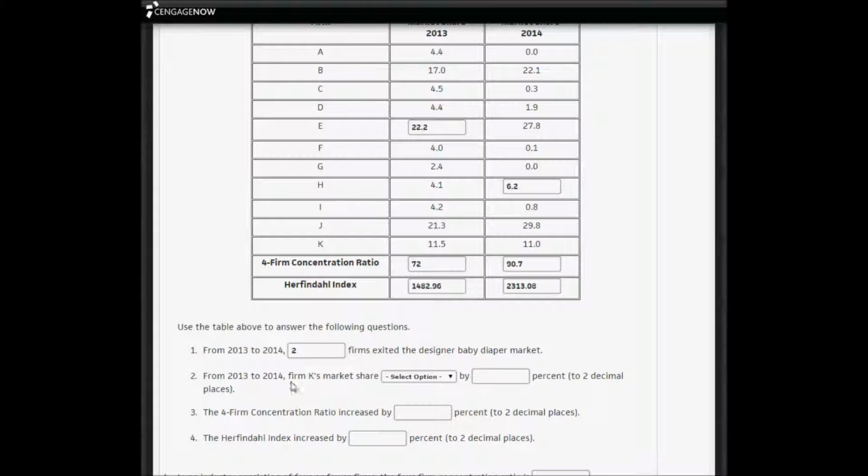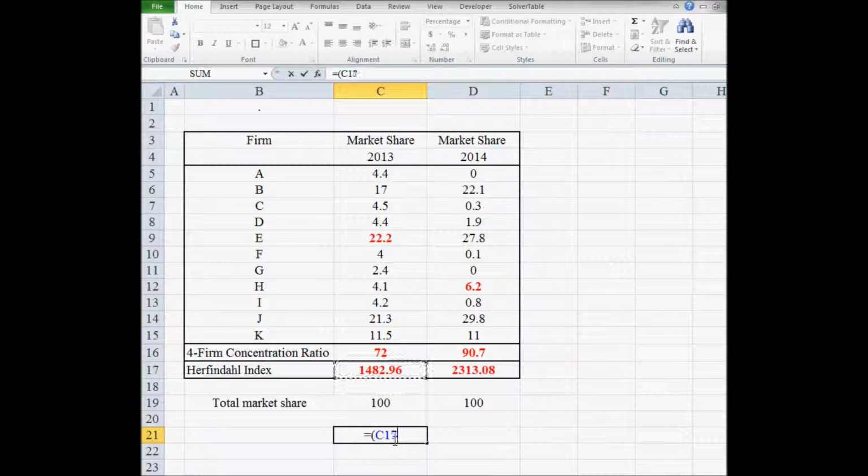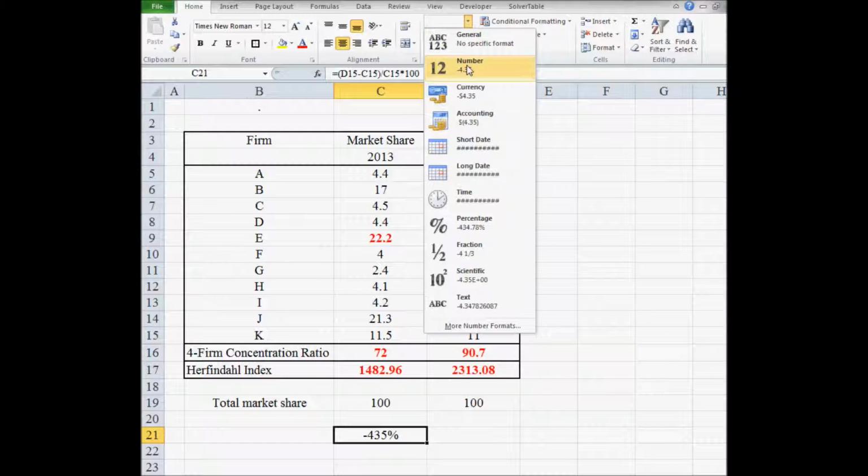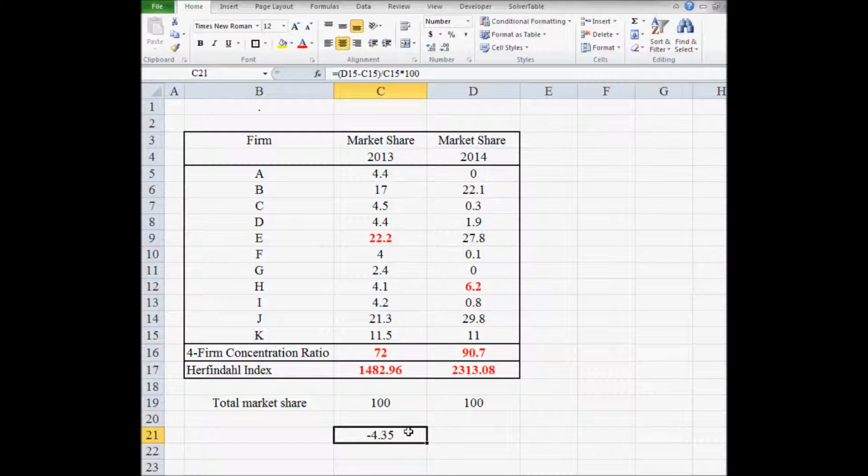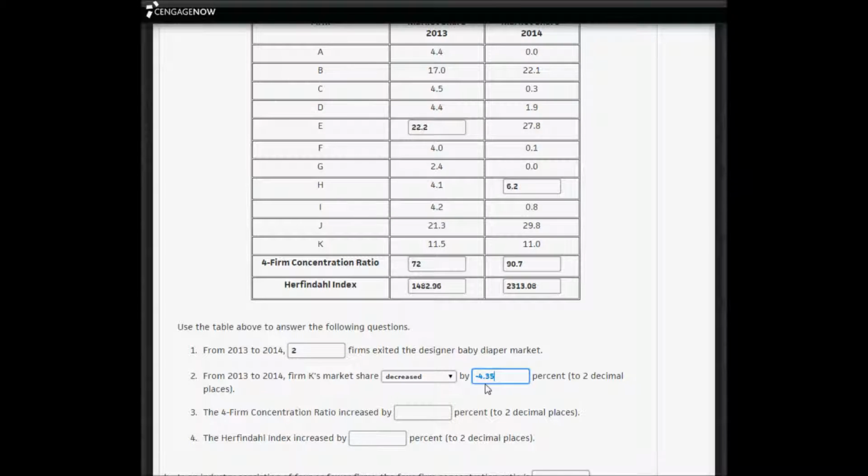From 2013 to 2014, firm K's market share looks like it decreased. So firm K's market share is 11. It was 11.5. We divide that change by what it was and multiply by 100. And we have a decrease of 4.35%. Let me paste that in. I don't need the negative sign there because the word decreased precedes this statement.